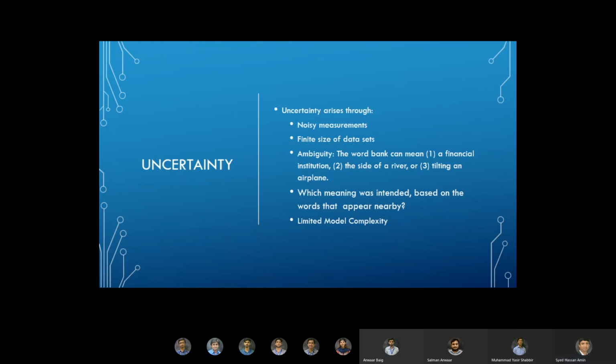Another source is limited model complexity. The real world phenomena might be very complex, whereas our model might be very simple, and it might not be able to deal with all the different scenarios which are possible in the real world. That means there is a lot of uncertainty in the predictions being produced. So we have to understand that there is going to be uncertainty in our measurements, in our results, and in the data that we are feeding into our models.